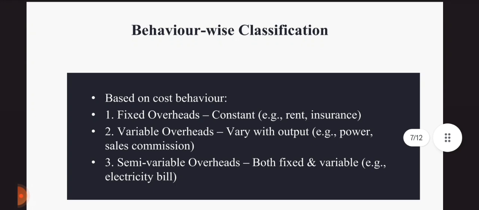And the last one is semi variable overheads. It has both fixed and variable parts. For example, electricity bill. In the electricity bill, a fixed meter charge and the variable usage are also included. Also, another example would be telephone charges, etc.